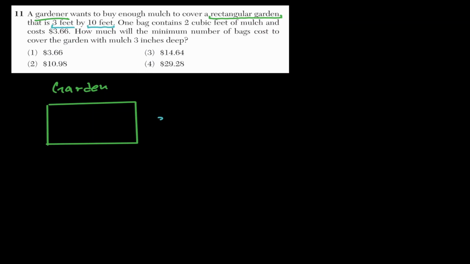In question 11, we have that a gardener wants to buy enough mulch to cover a rectangular garden where the dimensions of this garden are 3 feet by 10 feet. So let's visualize that. Here's our rectangular garden, and our dimensions are 3 feet by 10 feet. Now we're also given that one bag that contains 2 cubic feet of mulch costs approximately $3.66. So let's write that on the side.